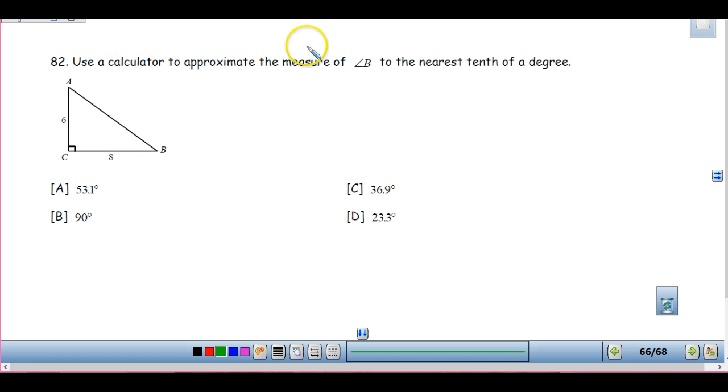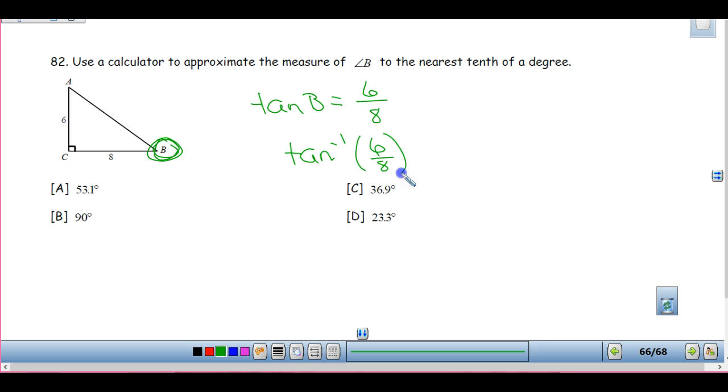This one we want b. Again, no hypotenuse, so I've got to use tan. So tangent of b is equal to opposite over adjacent. So the tan inverse of 6 over 8. Punch that into your calculator just like we did our last one. And we end up with 36.9.